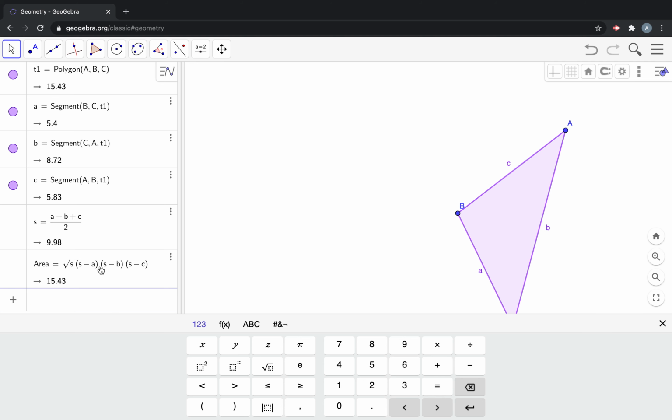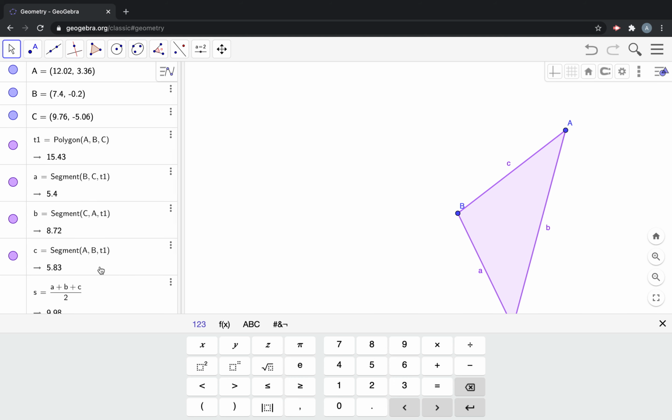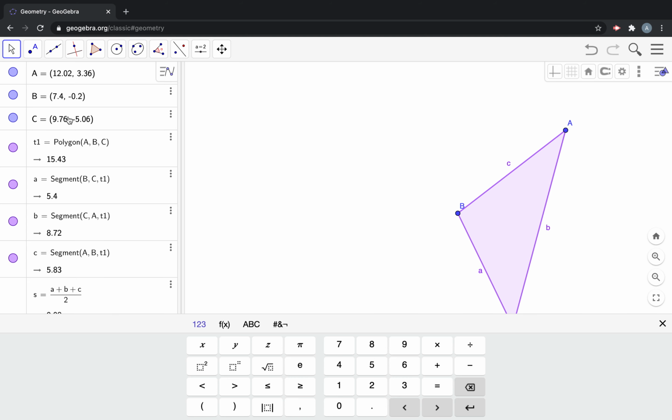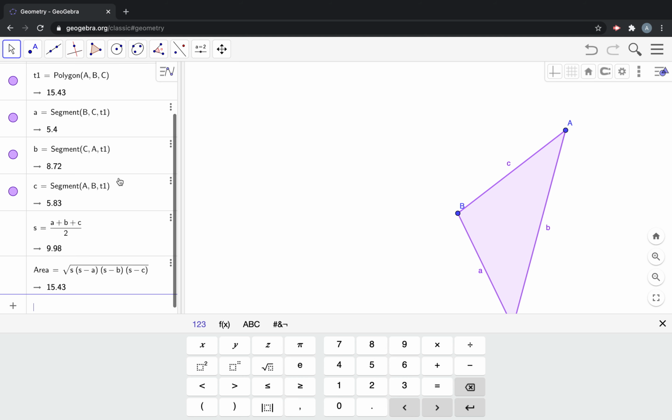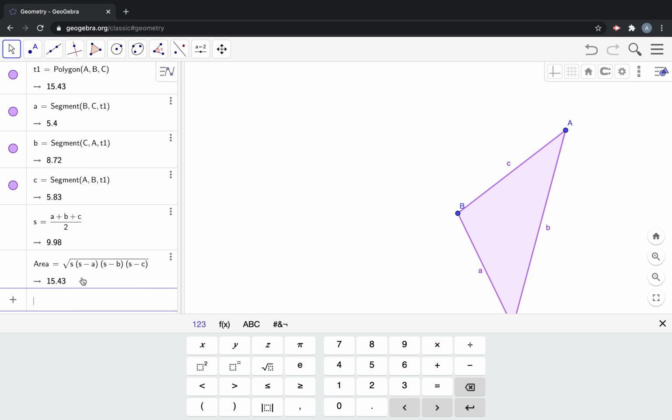Now, if you notice up here, when we made the triangle, it automatically gave us the area of triangle 1. But I just wanted to show that we can also do it with Heron's formula, and we can match the answer that the computer gives us.